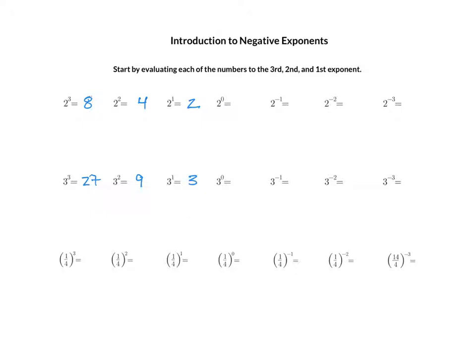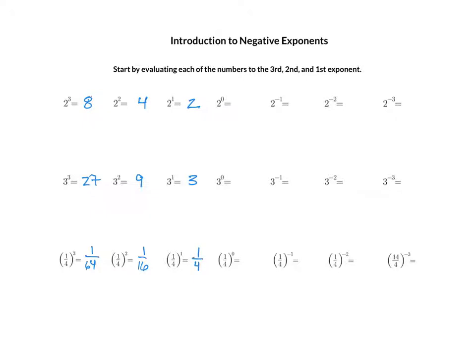We can do similar things with fractions. If we cube 1/4, we want to cube everything inside the parentheses, so we get 1 over 64. 1/4 squared is 1 over 16, and 1/4 to the first power is just 1/4.